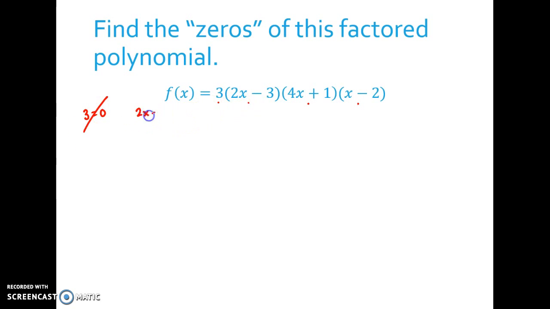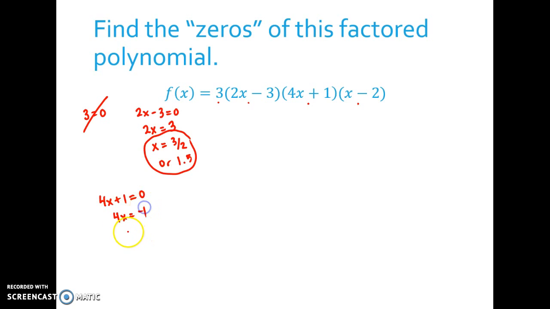2x minus 3 equals 0. So add 3 and divide by 2. X is equal to 3 halves or 1.5, but whatever. Either answer is fine. 4x plus 1, so 4x plus 1 equals 0. So 4x is equal to negative 1. And so x is equal to, divide by 4, negative 1/4. And then x minus 2 equals 0. Add 2, so x is equal to 2.